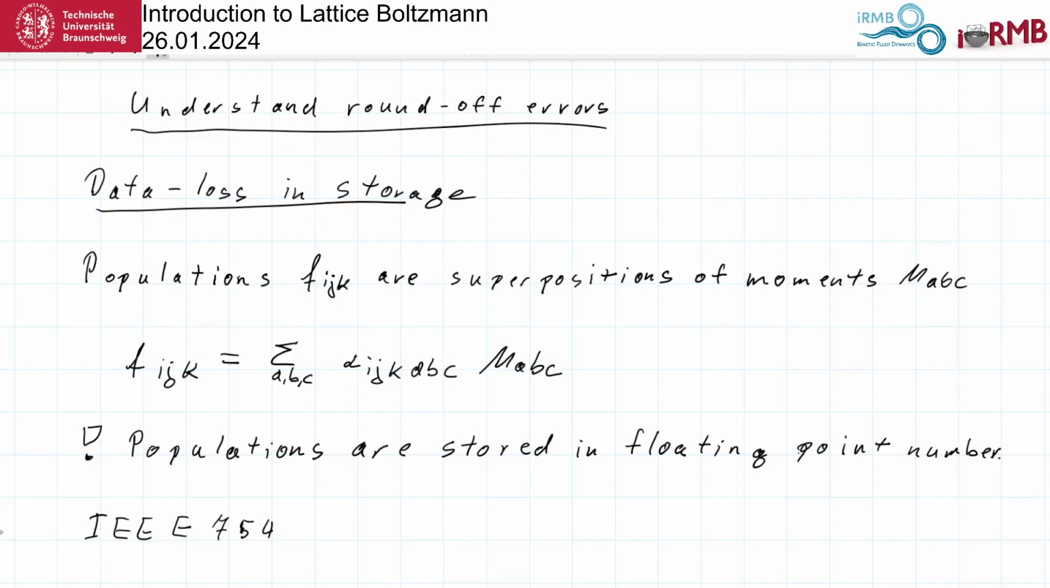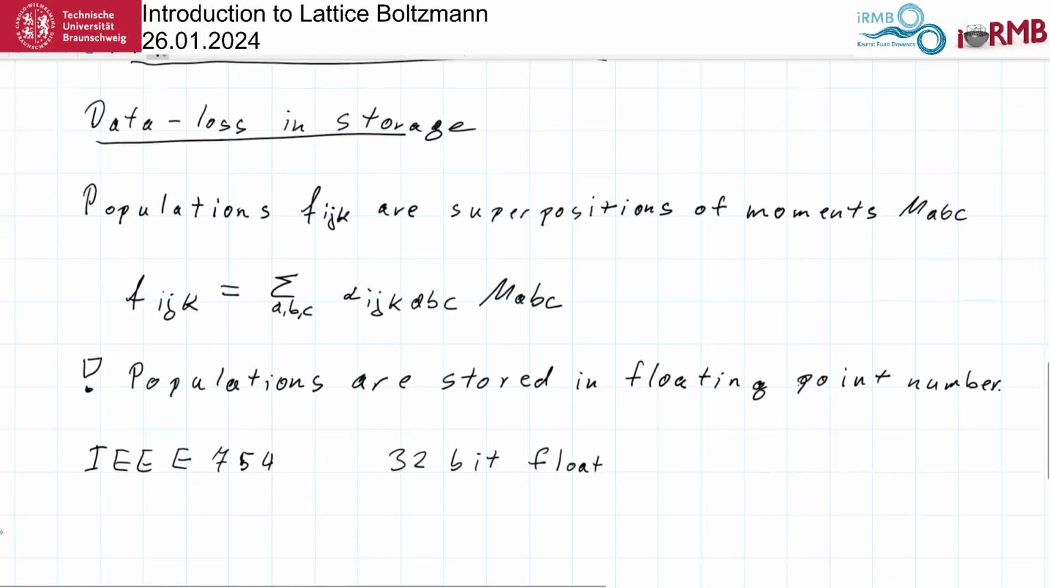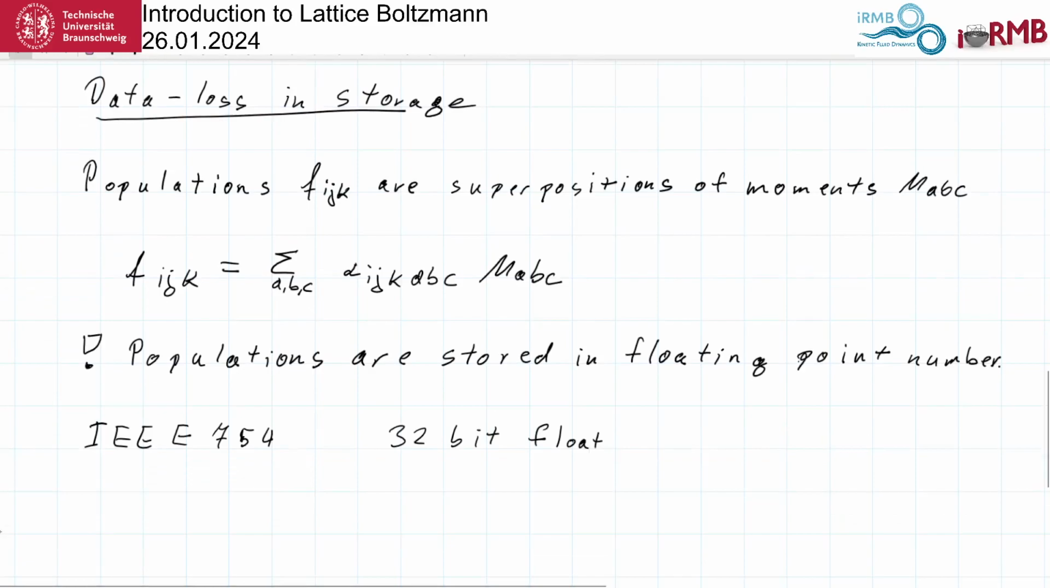So there is a standard, IEEE 754, and they describe both 32-bit and 64-bit floating point numbers. In order for me to have it a little bit easier, we're just talking about the 32-bit. And we would also prefer to have our method in this regard.